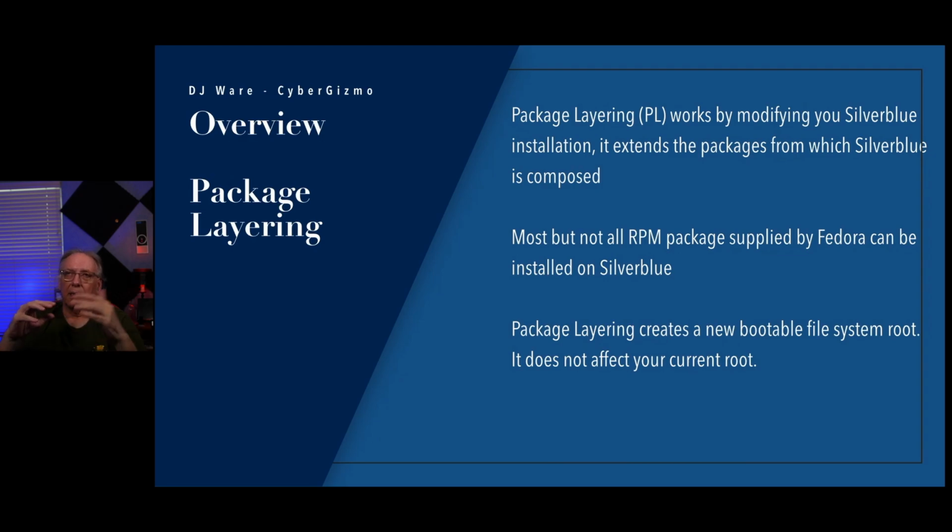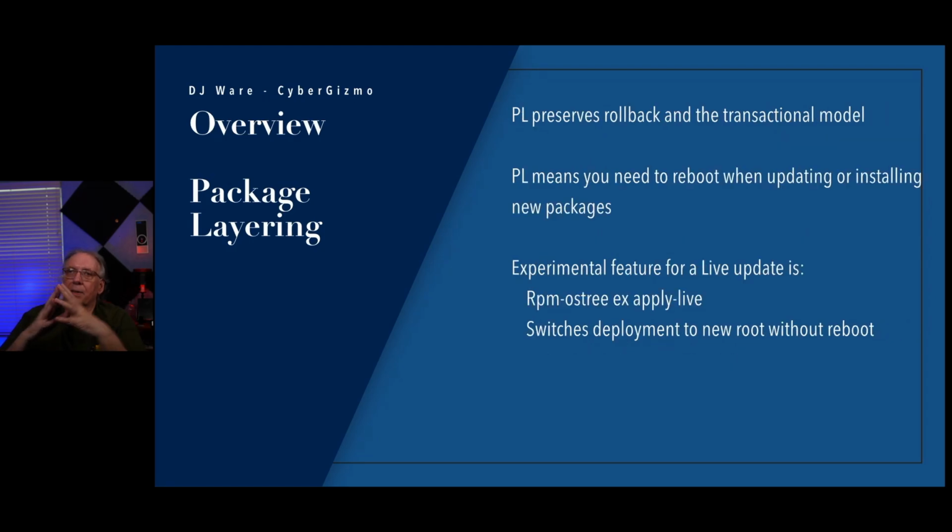So if you're testing a new package, for example, but today I don't want to test the new package, I want to go do work, I don't have to launch that particular image that has the stuff in it that I'm trying to test on the other side. Package layering preserves rollback and the transactional model. So again, if your package fails to install, it won't complete, it'll roll back automatically.